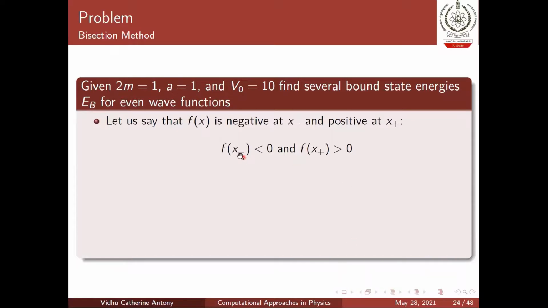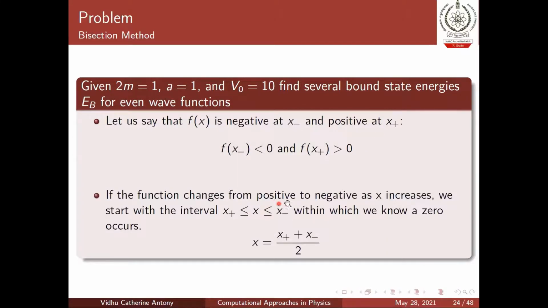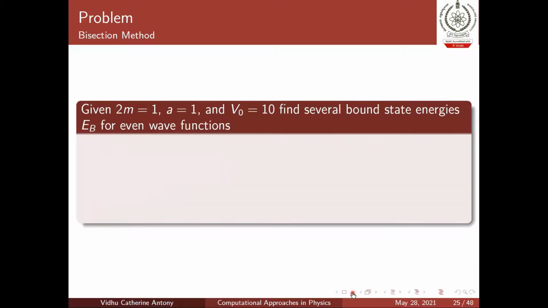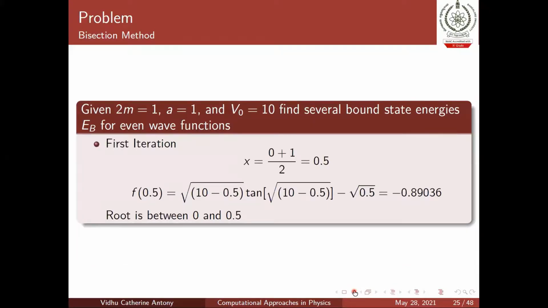Okay, so let me just repeat this point again. Let's say that f of x is negative at x minus and positive at x plus. So the function changes from positive to negative as x increases. We start with this interval, x plus and x minus, within which we know that there is a 0. So once you know that there is a 0 within the interval you've chosen, you bisect it. You write x is equal to (x plus + x minus) by 2. Okay. Now this is your first iteration.